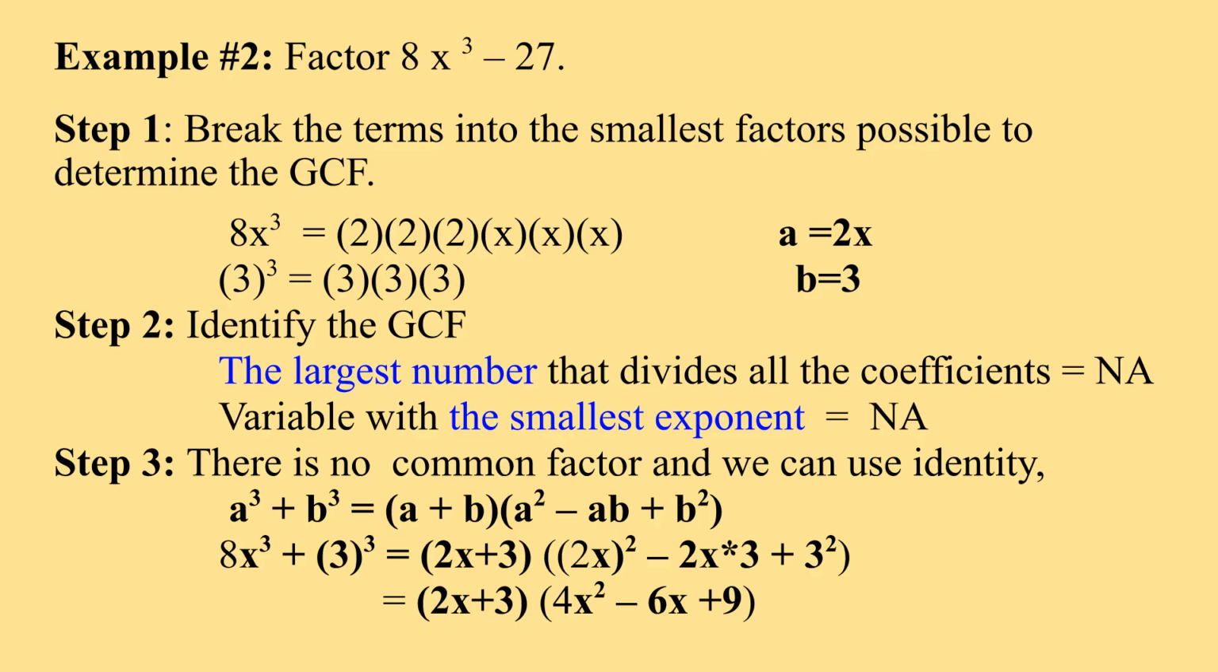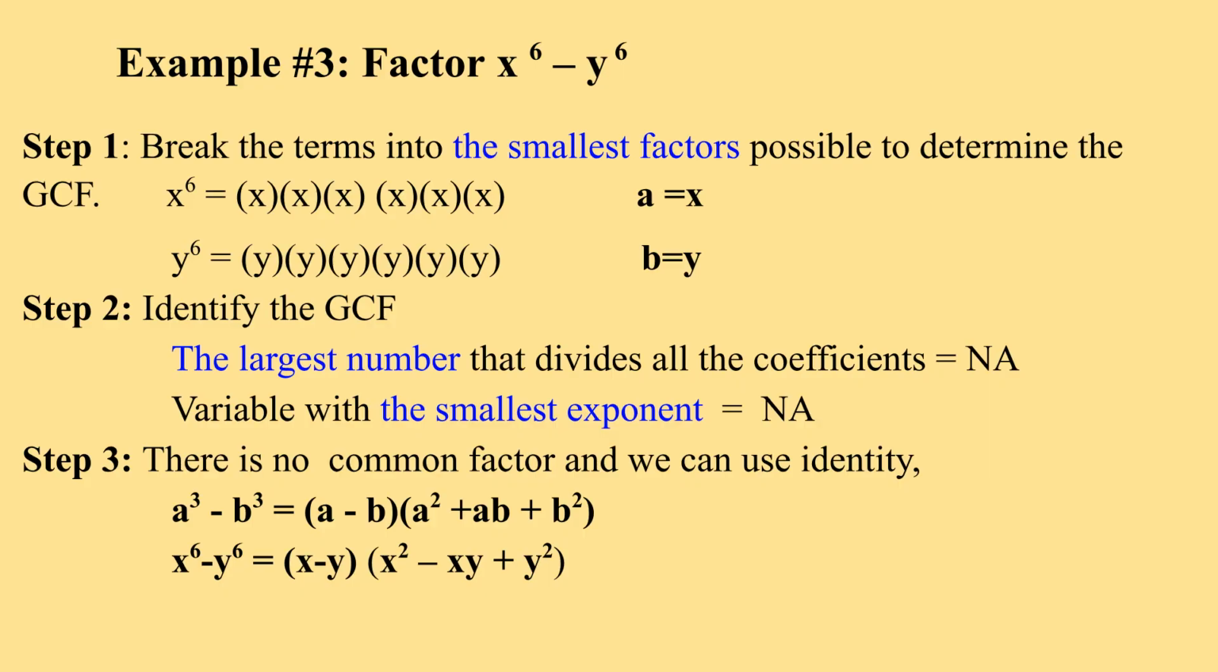a cubed plus b cubed equals a plus b times a squared minus ab plus b squared. 8x cubed plus 27 equals 2x plus 3 times 2x squared minus 2x times 3 plus 3 squared, which equals 2x plus 3 times 4x squared minus 6x plus 9.